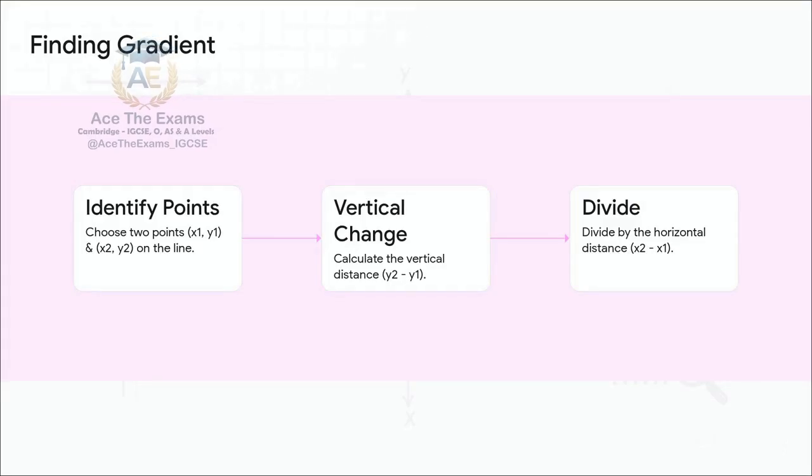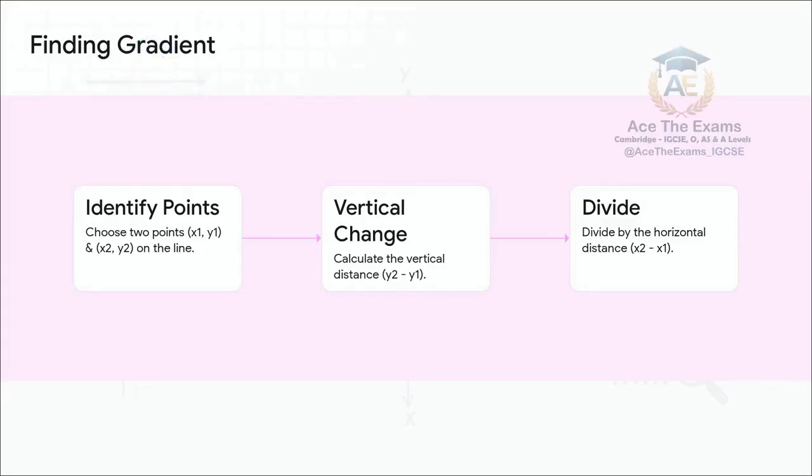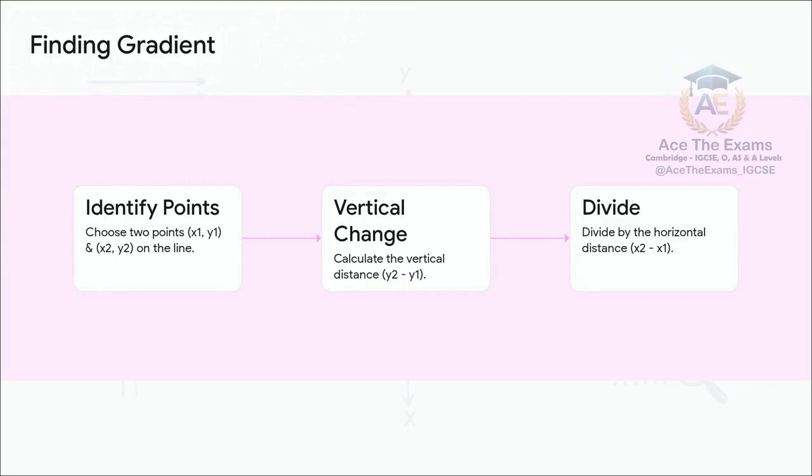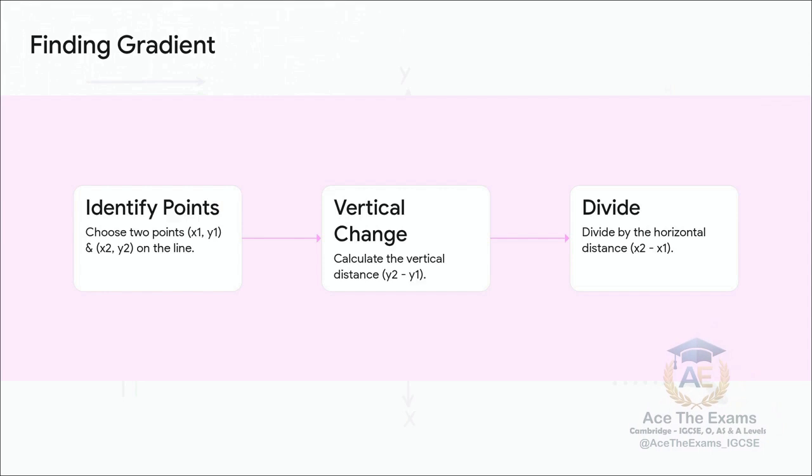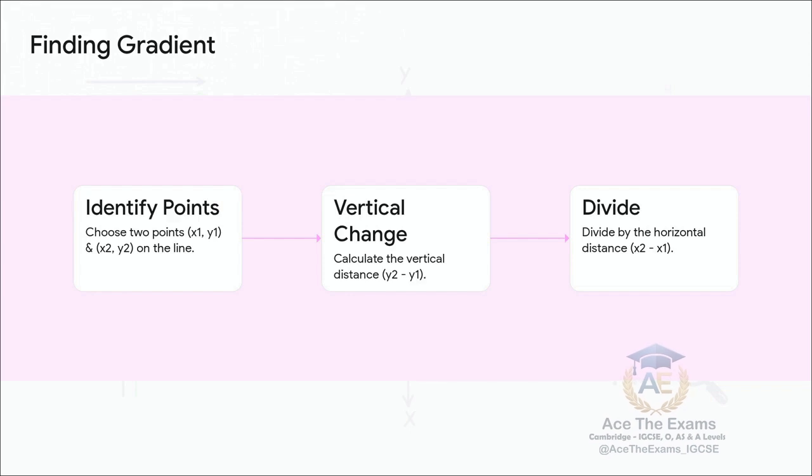So how do we actually calculate this in practice? It's literally 3 simple steps. First, pick any 2 points on your line. We'll call them point 1 with coordinates x1 and y1 and point 2 with coordinates x2 and y2. Step 2, figure out your vertical distance by subtracting your y coordinates. That's y2 minus y1. Step 3, find the horizontal distance by subtracting your x coordinates. That's x2 minus x1. Finally, just divide that vertical change by the horizontal change.